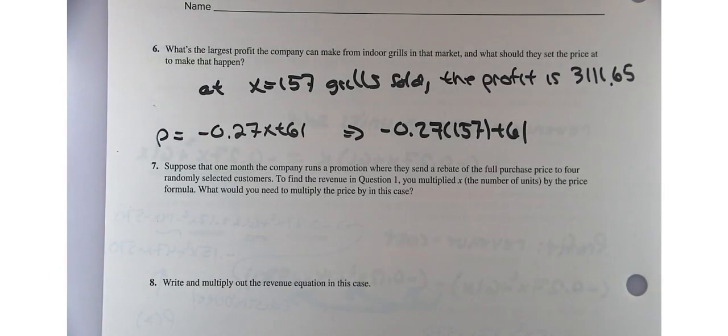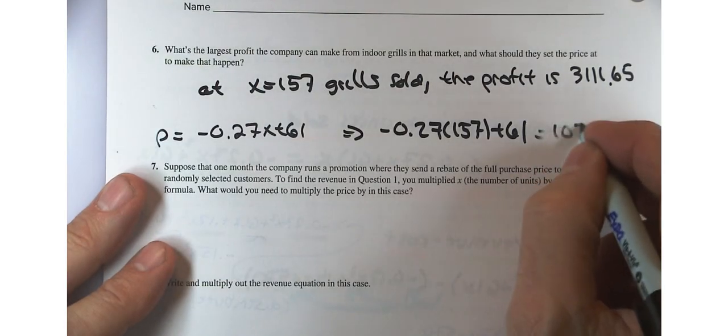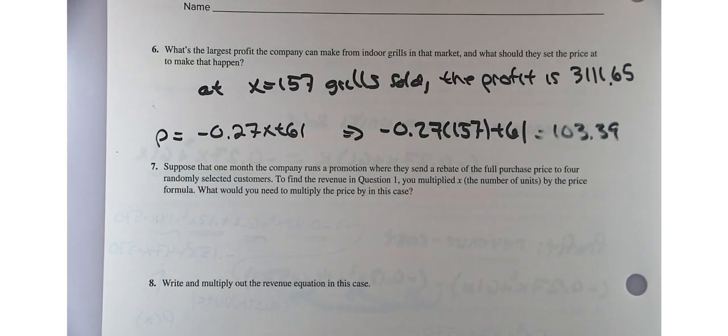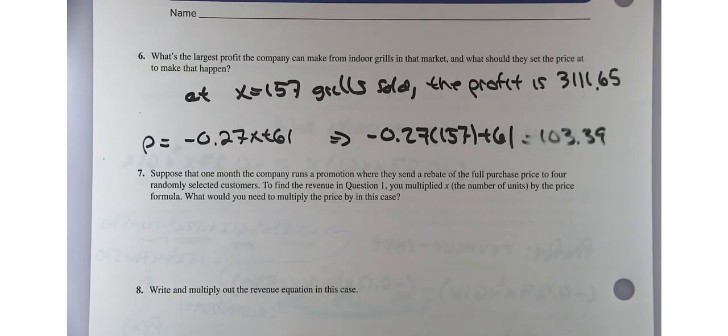Let's just do it on a calculator real quick. So $103.39 is what I'm getting. Nice. Couple more questions.